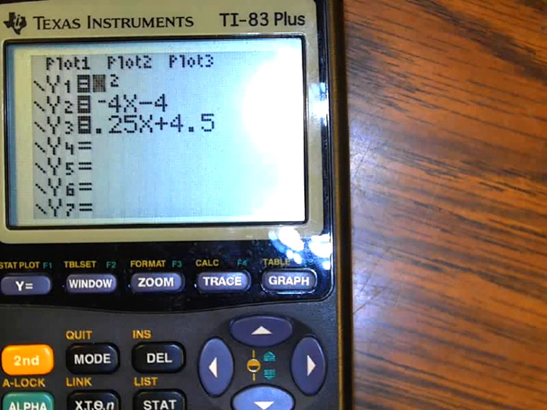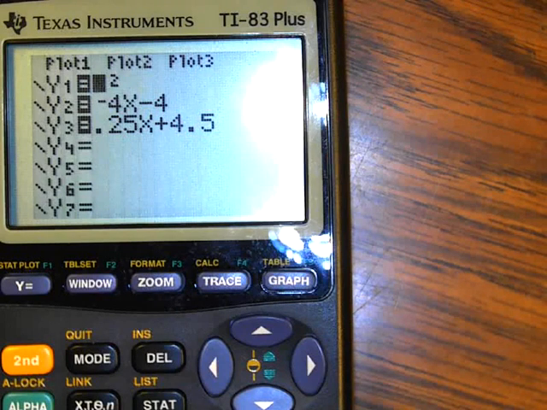Okay, before we do number 11, this was what I was talking about as far as putting in your calculator. You can put the functions in like this. This is your x squared. That's your tangent line, negative 4x minus 4. And there's your other line, the normal line.